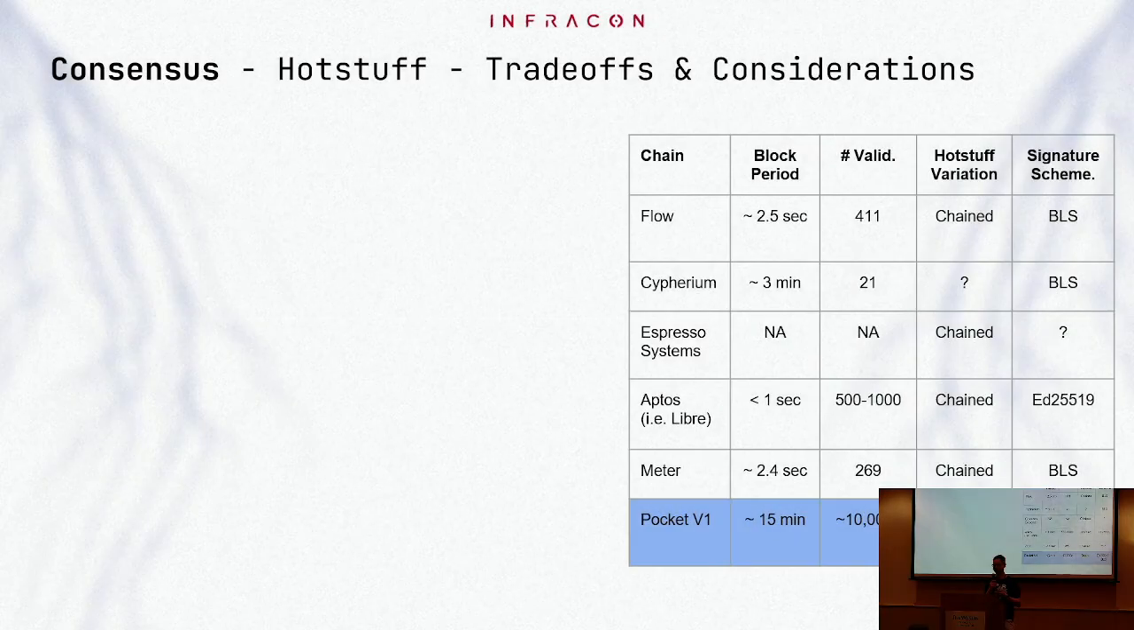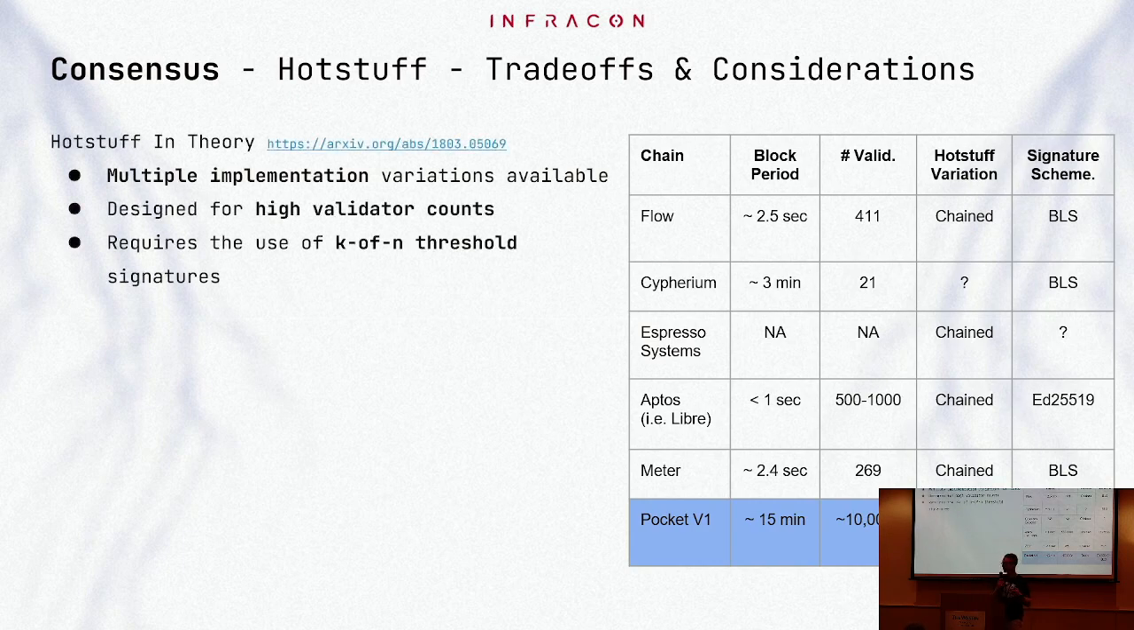And then I started thinking, why? Because HotStuff, in theory, wasn't designed this way. In theory, HotStuff was designed to support a huge number of validators. And in theory, there are all these different variations of HotStuff that you can use. And again, in theory, you should be using something called threshold signatures. I contacted, or at least tried to contact, most of the leading cryptographers in the world on these threshold signatures, and have not been able to successfully get a response yet.